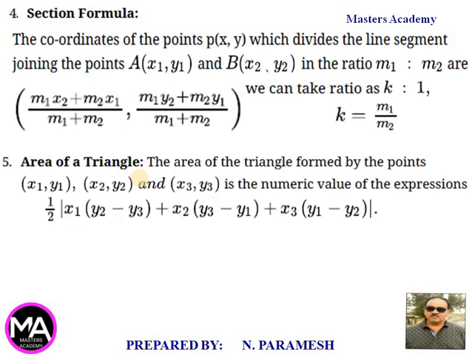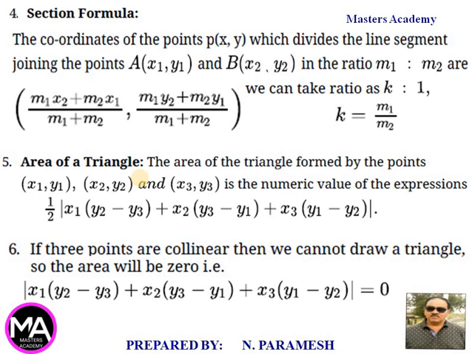Fifth point, area of a triangle. The area of a triangle formed by the points (x1, y1), (x2, y2) and (x3, y3) is the numerical value of the expression 1 by 2 mod of [x1(y2 minus y3) plus x2(y3 minus y1) plus x3(y1 minus y2)] mod close.